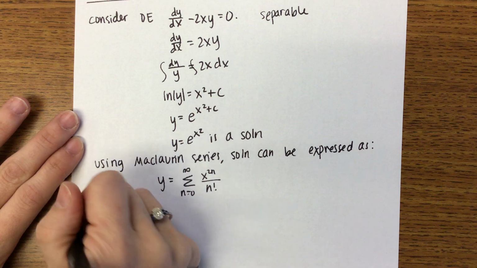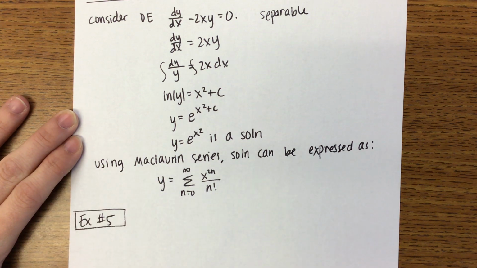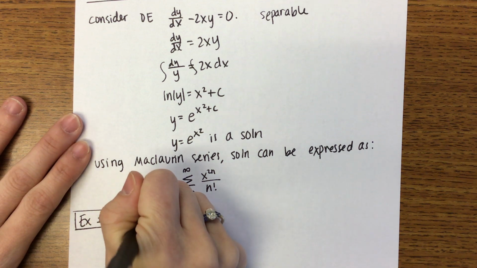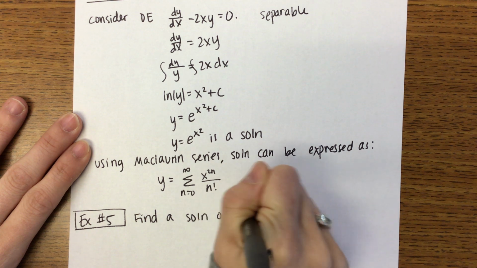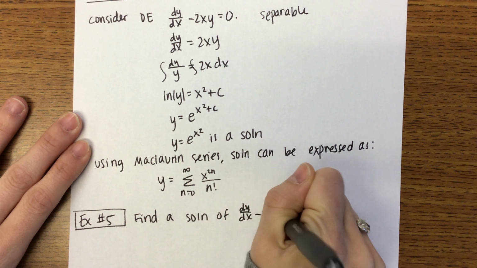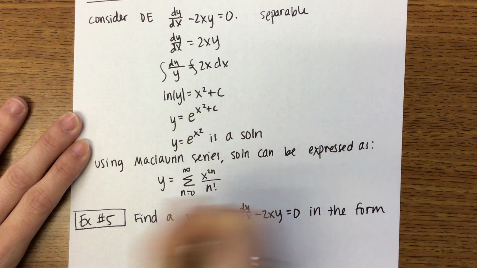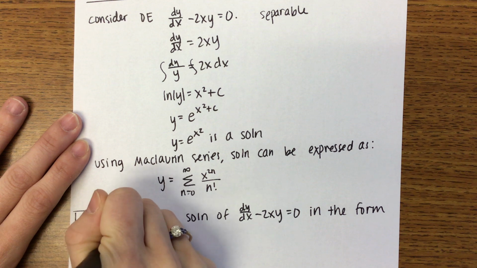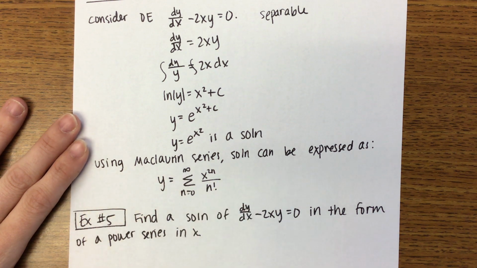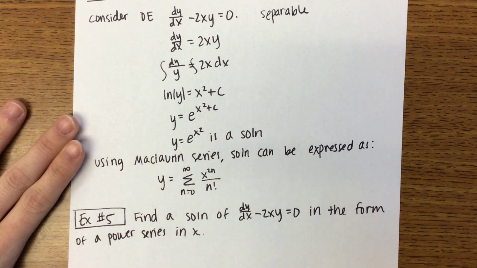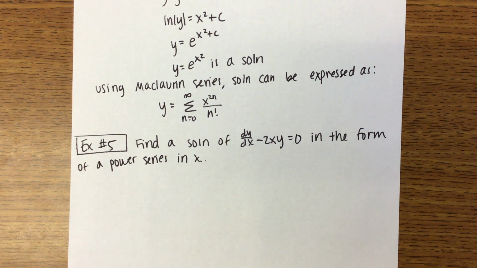So for the first example, example 5, we're going to approach that same differential equation from above, this time using power series. So we are going to find a solution of dy/dx minus 2xy equals 0 in the form of a power series in x. Okay, so I'm always going to tell you that I want the solution as a power series. You're not going to need to know when to do that, I'll tell you.